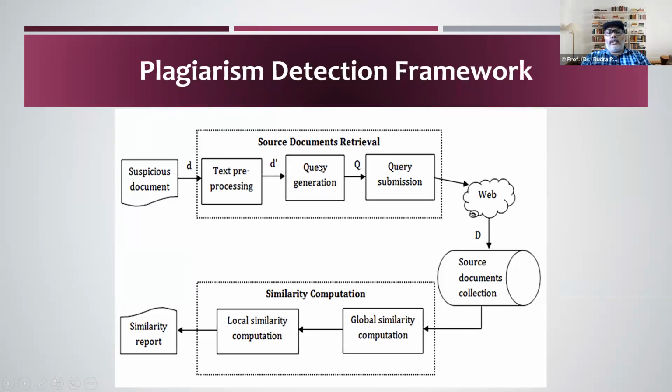After the query generation is completed, it goes to the next level, which is known as query submission. Consider this part as one box, one process, but in this process there are three sub-processes: first is text pre-processing, another is query generation, another is query submission. These arrows are unidirectional, meaning they go in one direction from left to right, which is known as source documents retrieval.